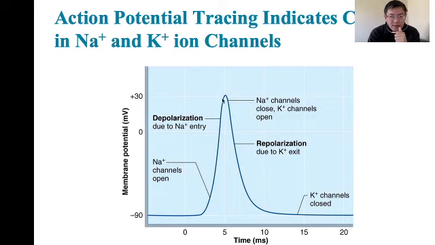The positive 30 millivolts membrane potential closes the sodium channels and opens the potassium channels, allowing potassium to rush out of the cell to decrease the membrane potential back to negative 90 millivolts. So this is repolarization.